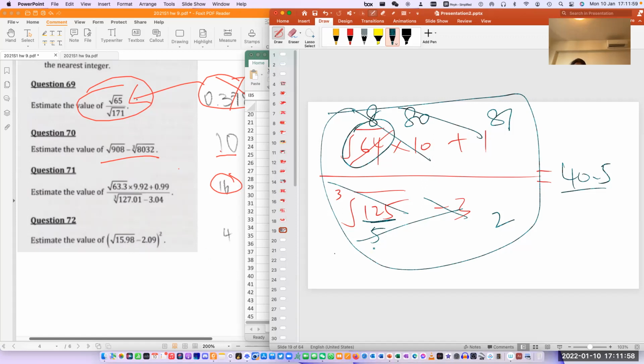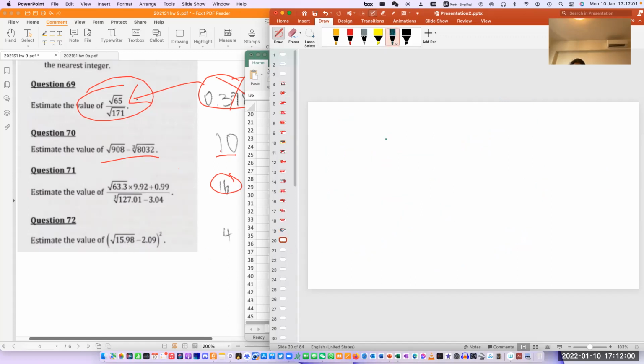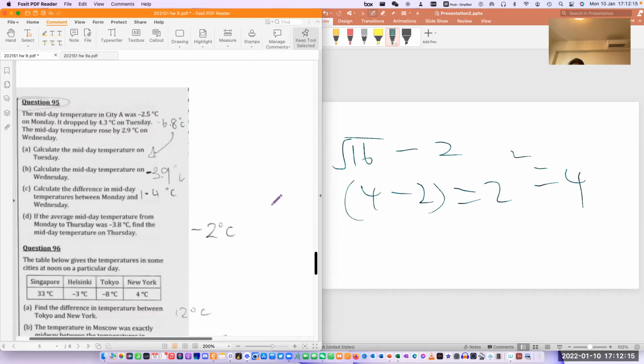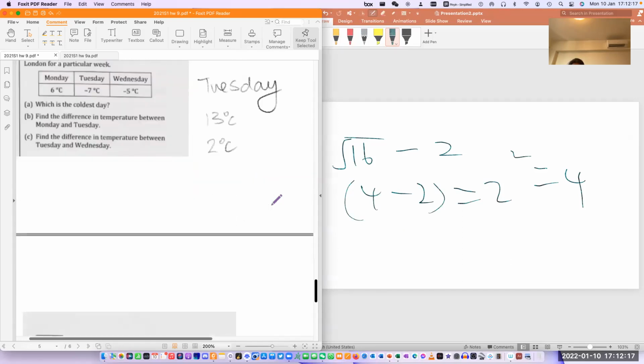So for this question, it's also very simple. Square root 15.98 is 60, square root 16 to estimate. This use 2, so it's 4 minus 2, which is 2. 2 square is 4. Yes, answer is 4. Okay, very simple.